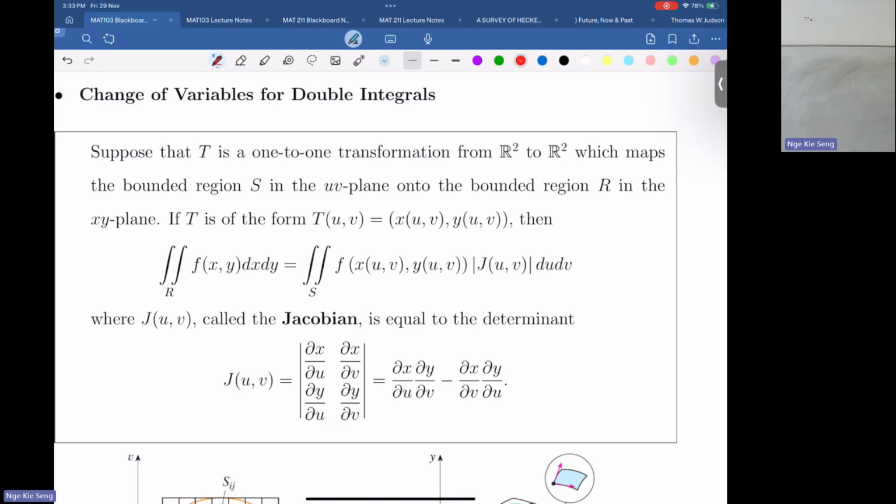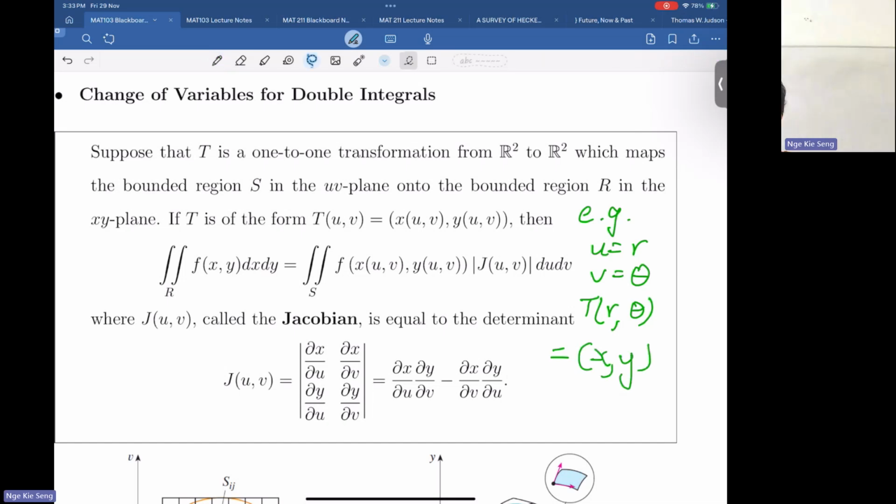For example, what you did just now, polar coordinates. Your u and v is what? r and theta in that case. So let's put an example. Your u and v is r and theta. So how do you send r and theta to xy? What's the formula you take? You let x equal r cos theta, and then y is r sin theta.